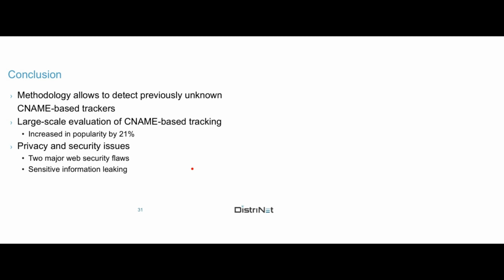And finally, we find some major privacy and security issues related to the CNAME-based tracking scheme. Namely, we find 2 major web security flaws, and we find that sensitive information is leaking to the CNAME-based tracker. Even emails and the full name of users can be leaking.